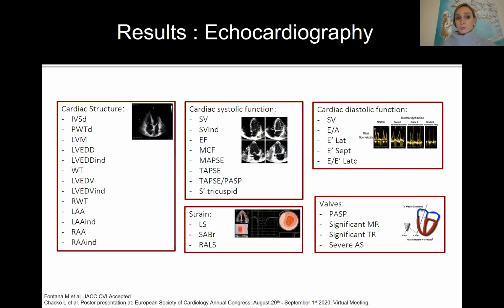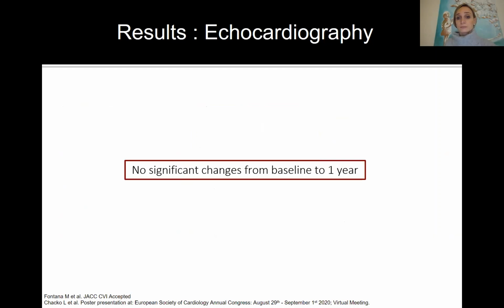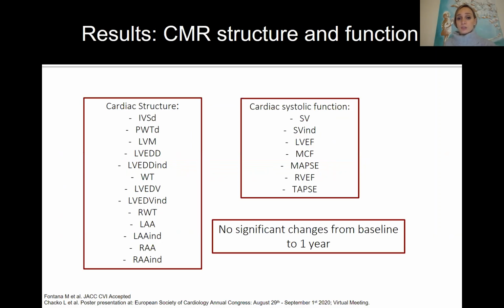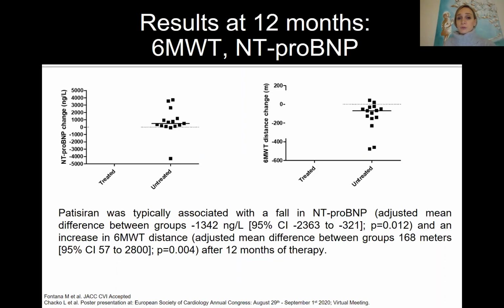In terms of echo, there was a very detailed assessment of the cardiac structure, function, systolic, diastolic function, valves, and strain. And there were no significant changes in any of the structure and functional markers at 1 year. In terms of 6-minute walking test and NT-proBNP, patisiran was typically associated with a fall in NT-proBNP and an increase in the 6-minute walking test. But we need to bear in mind that these patients had peripheral neuropathy as well, so the improvement in the 6-minute walking test is also likely to be due to the improvement in peripheral neuropathy.